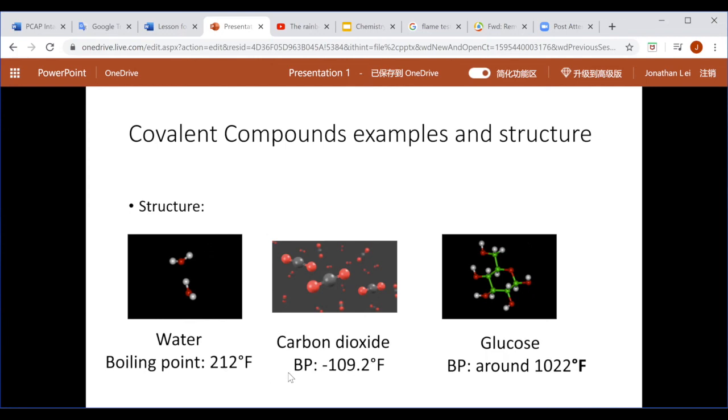And we can see the boiling point of the covalent compounds varies very differently. For water, the boiling point is 200. For carbon dioxide it is -100. For glucose it is over 1000. So covalent compounds can be gas, liquid, or solid. Does anyone have any questions here?